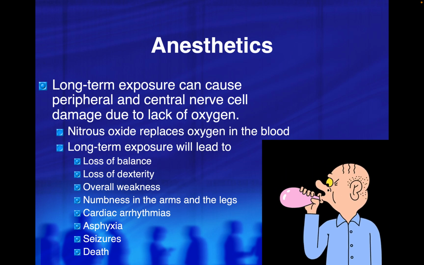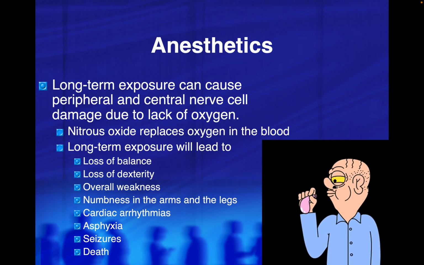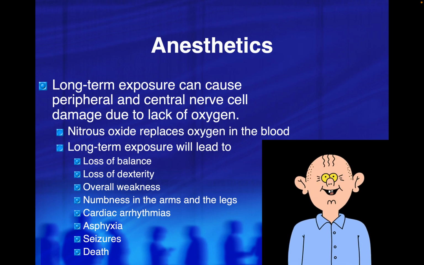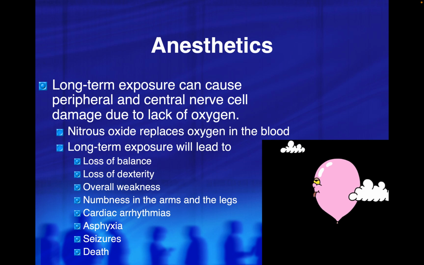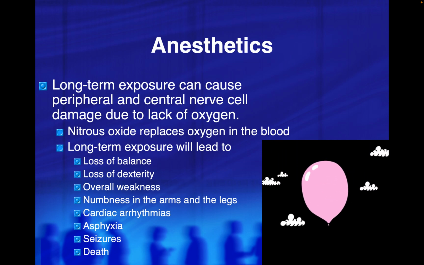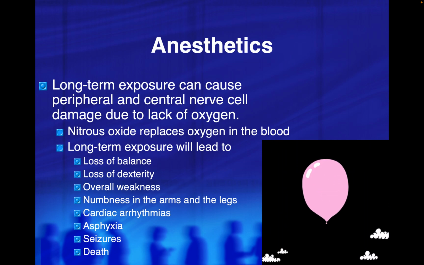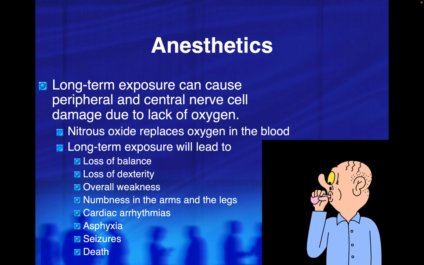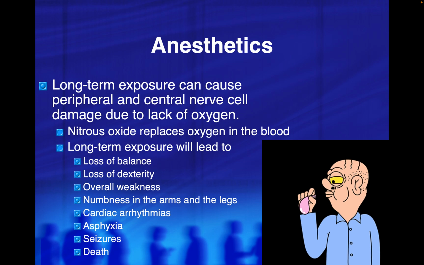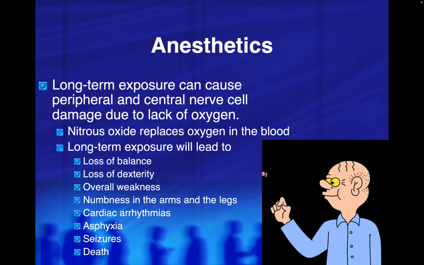Long-term exposure can cause peripheral and central nerve cell damage due to a lack of oxygen. Nitrous oxide replaces oxygen in the blood. Long-term exposure will lead to loss of balance, loss of dexterity, overall weakness, numbness in the arms and legs, cardiac arrhythmias, asphyxia, seizures, and eventually death.